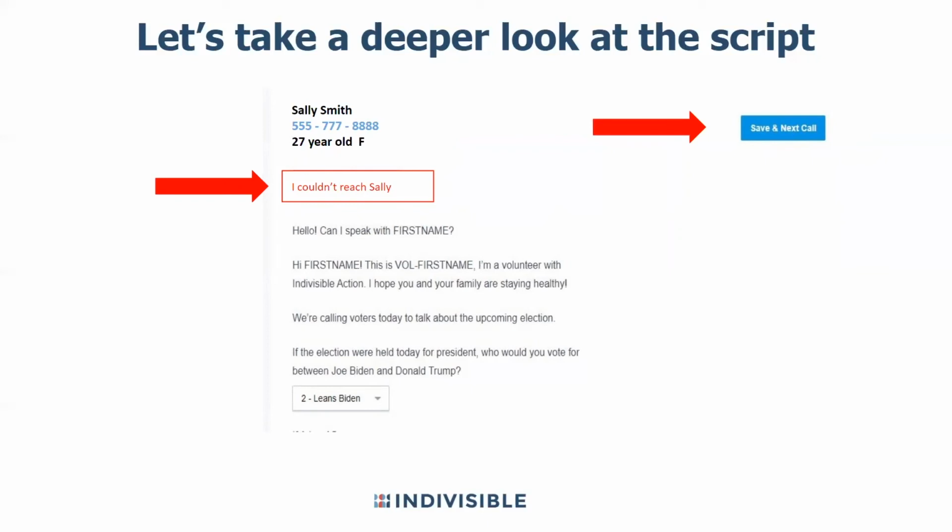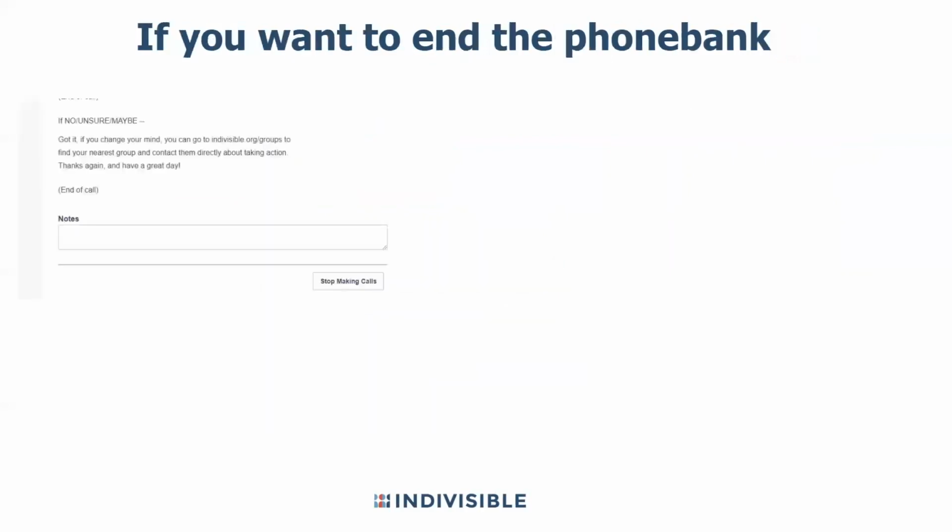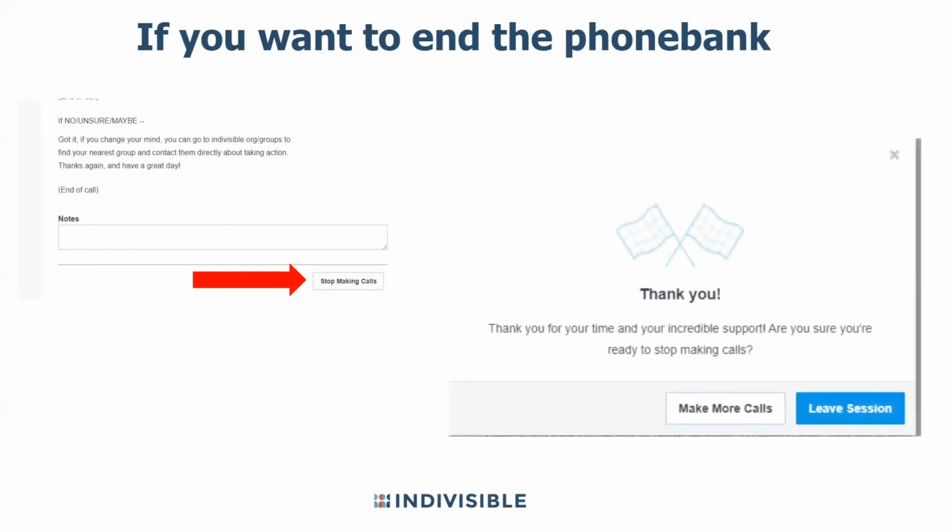The Save and Next Call button will save the information you inputted for the voter you just finished speaking with and take you to the next voter to call. If you accidentally clicked the I couldn't reach button, click Cancel to go back to the script. When you are finished phone banking, the Stop Making Calls button will save the information you just recorded for the voter whose profile screen you are on and will end your phone banking session for you.